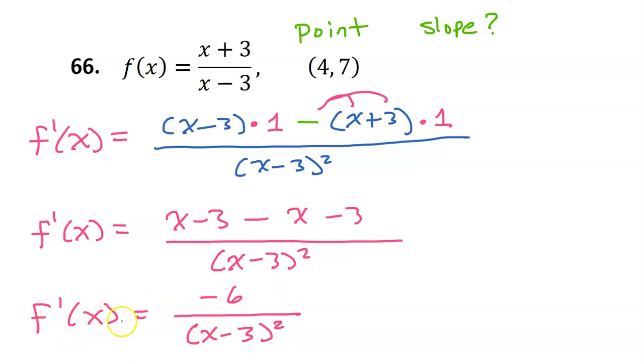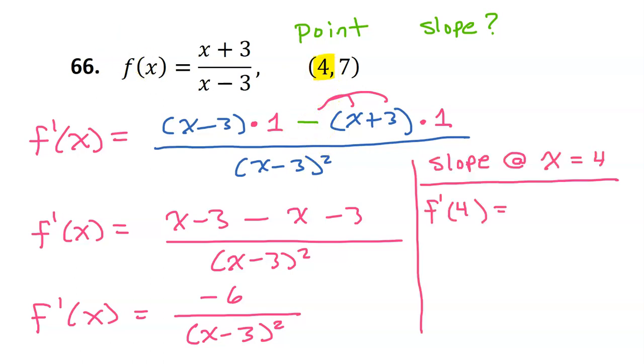Now we need to find the slope at x equals 4 because that's the x value of the point of tangency. So let's evaluate the derivative at 4. We have negative 6 over 4 minus 3 squared. So that's negative 6 over, well, 4 minus 3 is 1. 1 squared is still 1. So that's just going to be negative 6. So this is the slope that we were looking for.